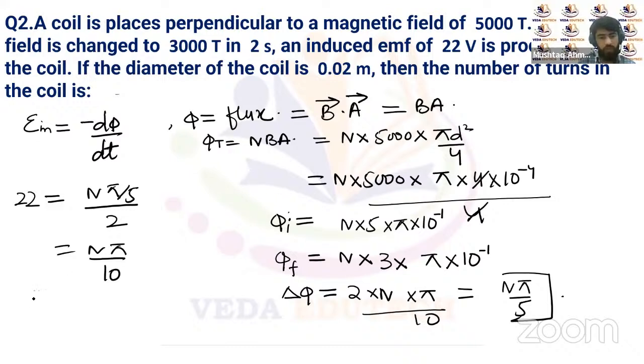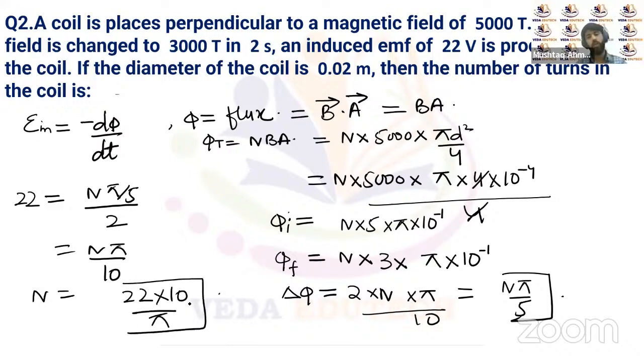So the value of N here will be 22 multiplied by 10 upon pi. So this will be the number of turns in this coil, right? So we calculated the number of turns in this coil.